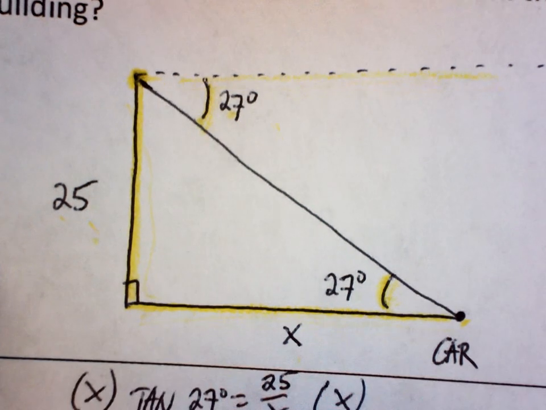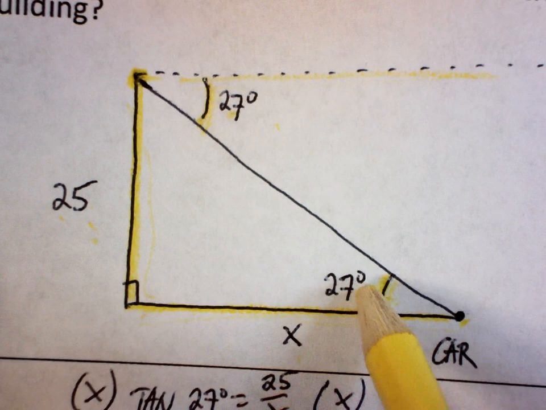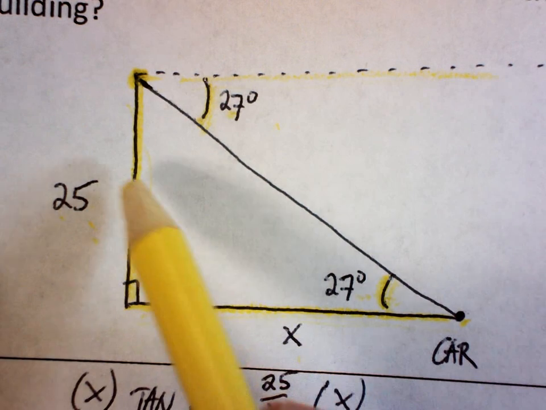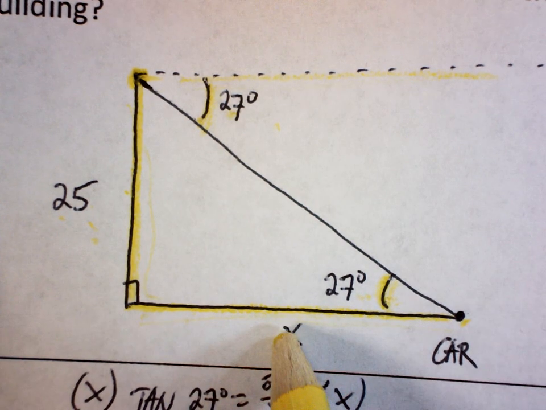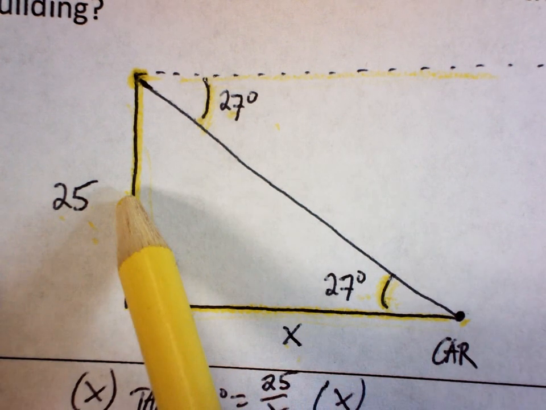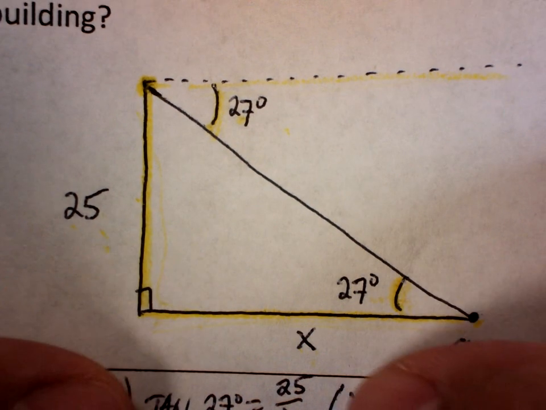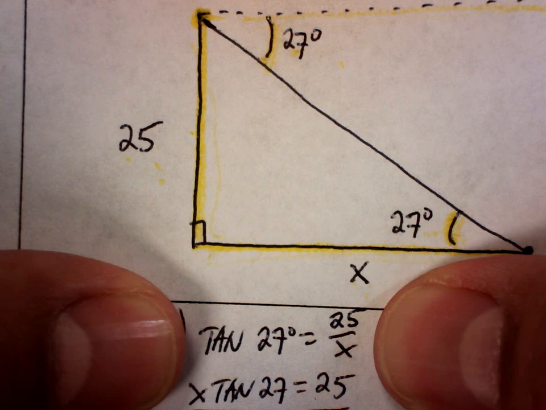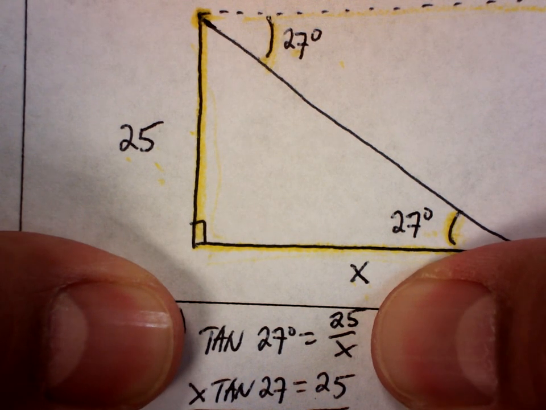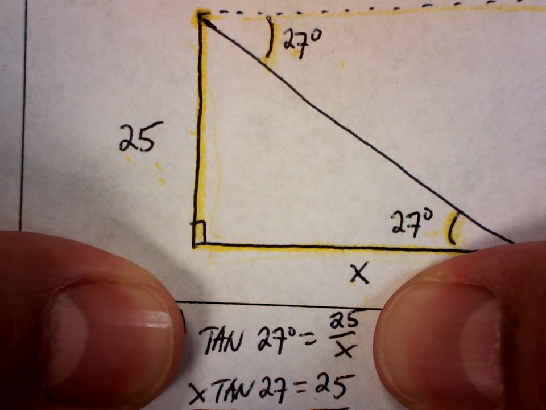So I've got a right triangle. This is the angle that I know. This is the side that I know. This is the side that I want. So I know the opposite side. I want the adjacent side. That should be familiar to us as tangent. So I take the tan of 27 and I set it equal to the opposite side, which is 25, over the adjacent side, which is x.